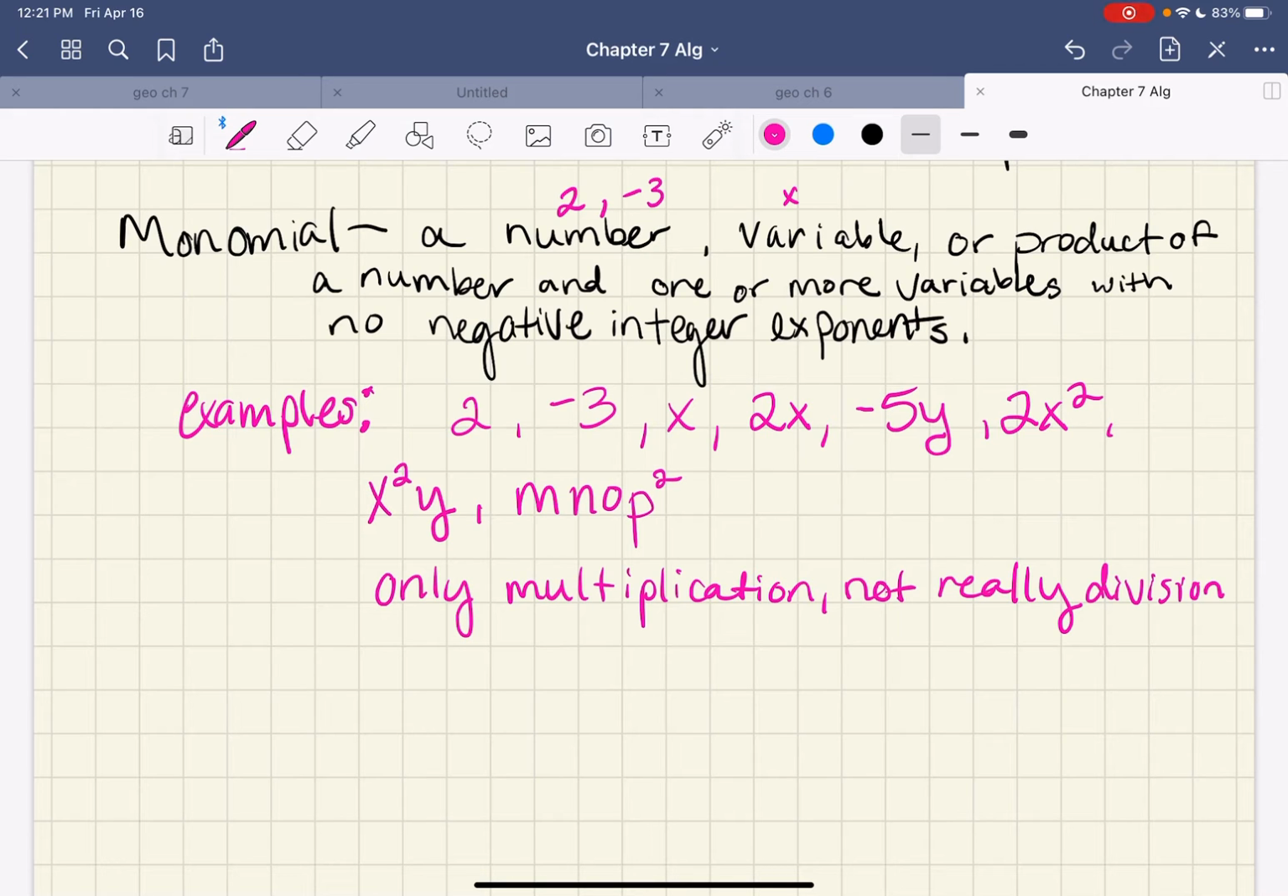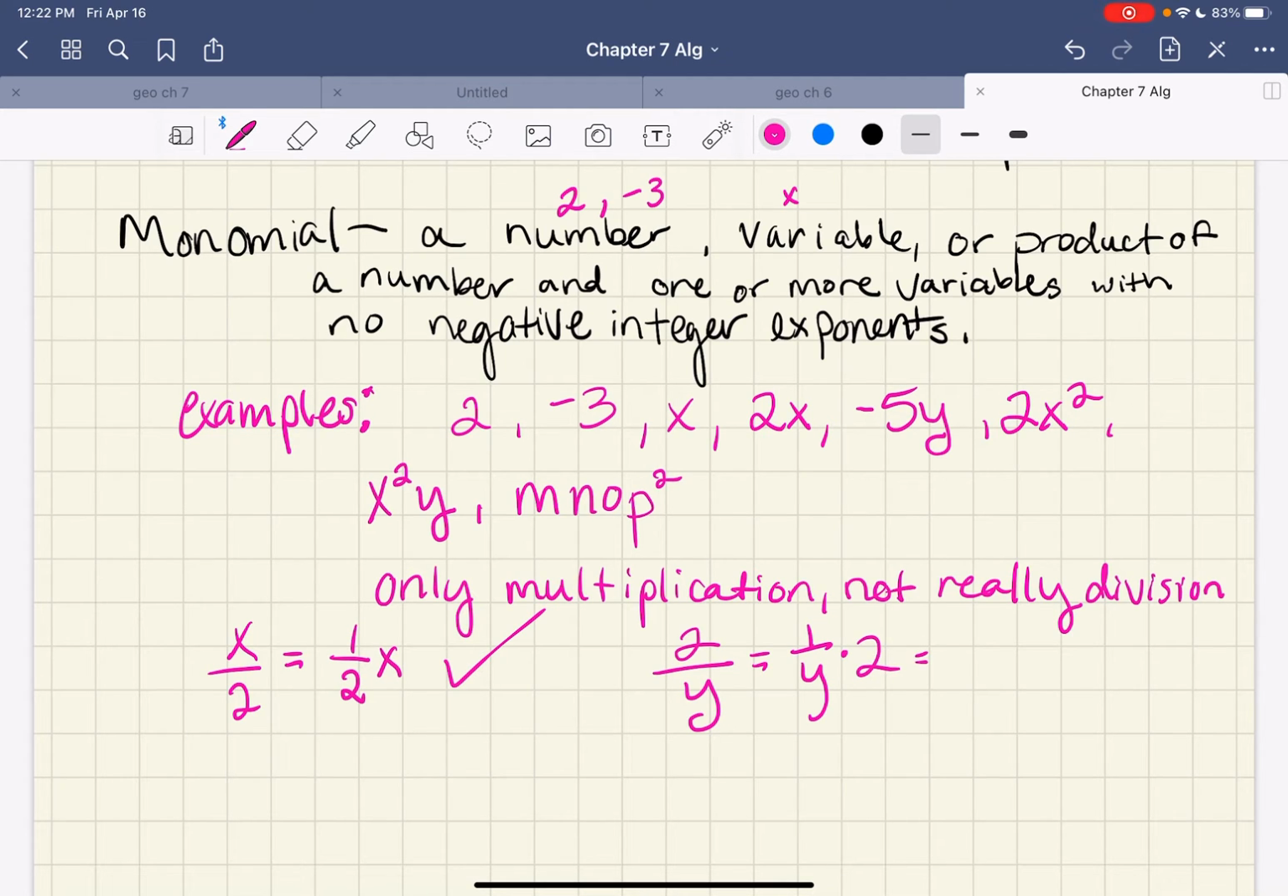If we have a situation like x divided by 2, the way that we think about this, because this is technically a monomial, is it's like saying 1/2 times x. So I can make that into a monomial. But if I have something like 2 over y, I can't do the same kind of thing. I get 1 over y times 2.